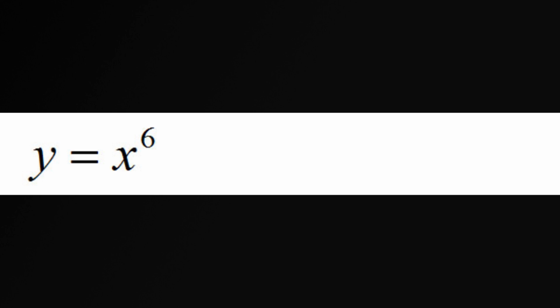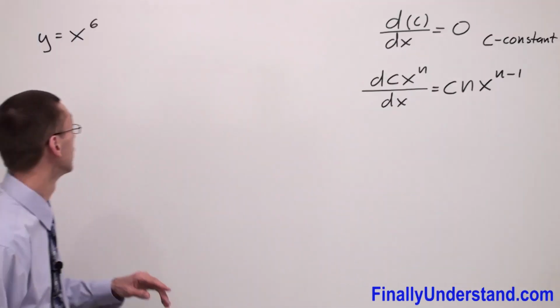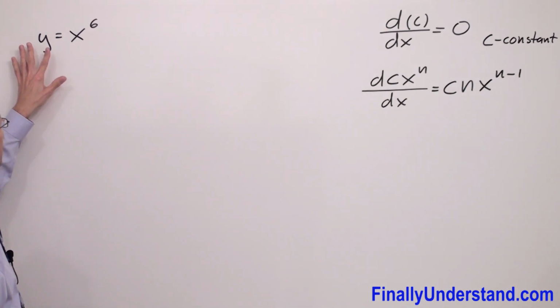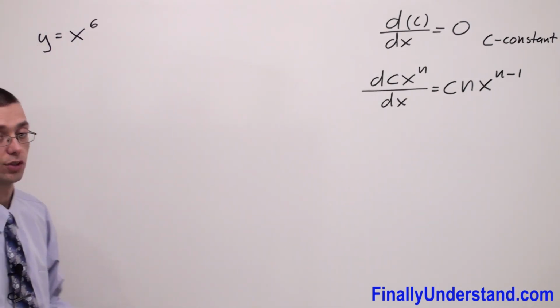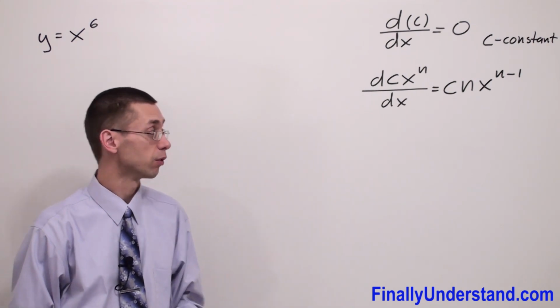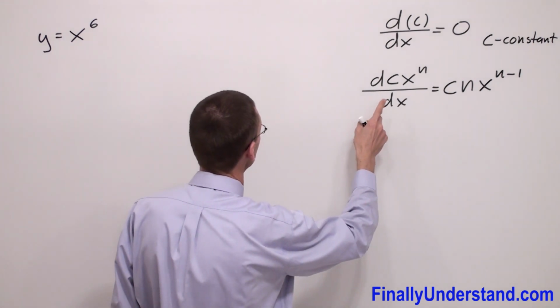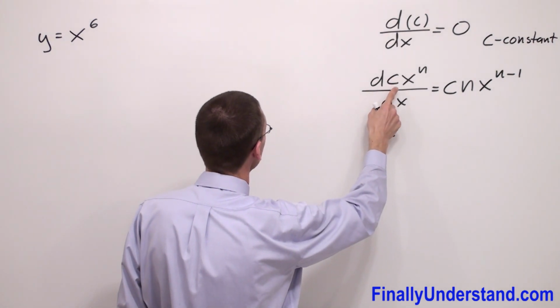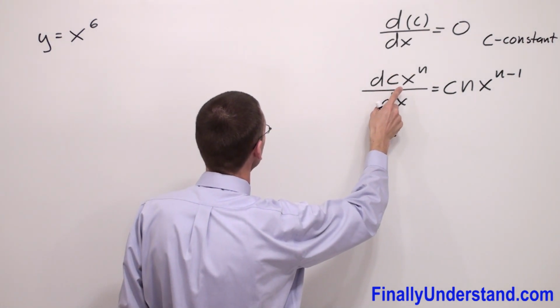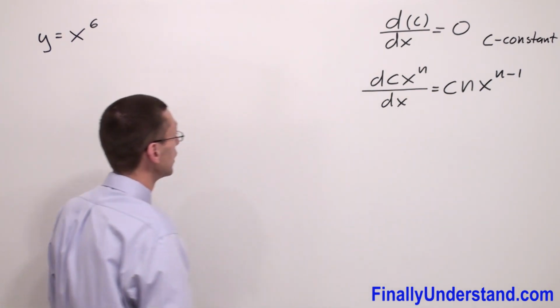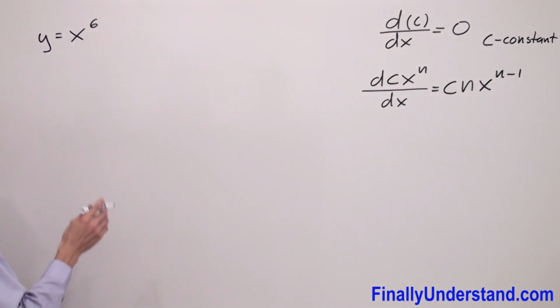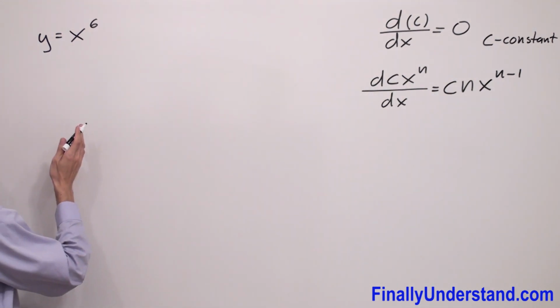We have another example on the board. This time we're supposed to find the derivative of the function y equals x to the sixth power. The formula which we are going to use this time is called the derivative of a constant times a power of x. Okay, so someone is going to ask me, where is my constant?